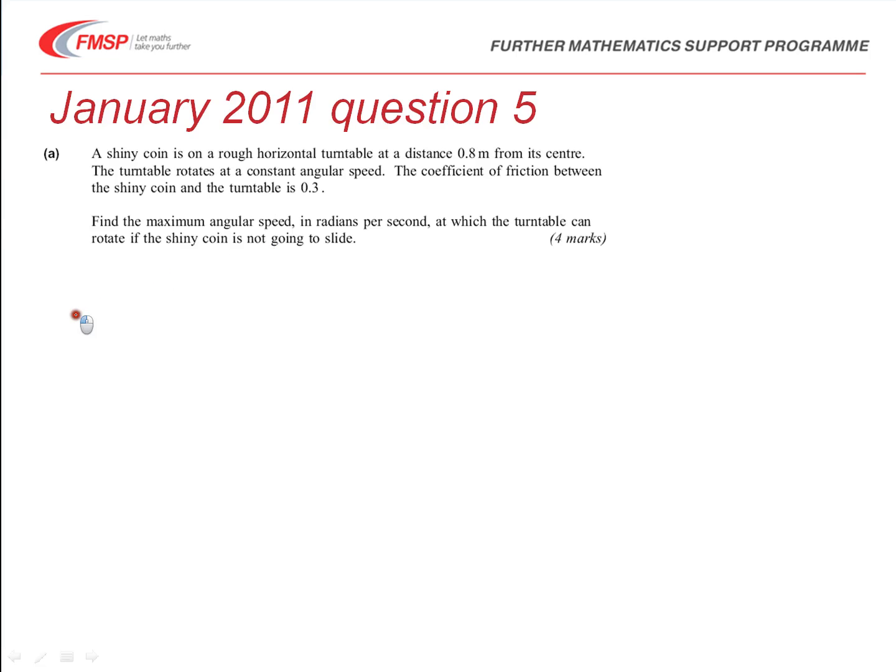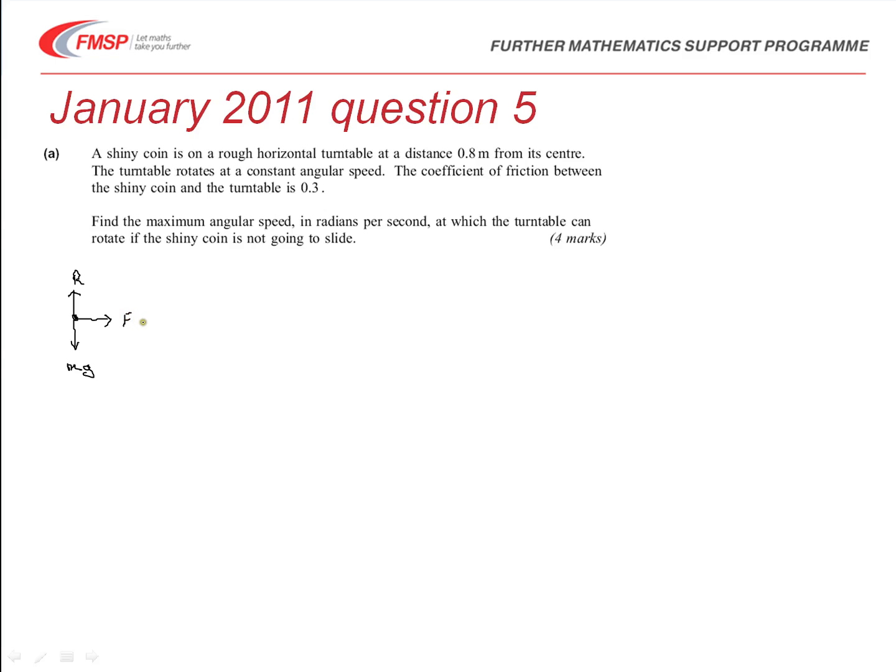So we know as it rotates round that the mass of the coin, and hence its weight, will be acting down, and then we have a normal reaction acting in the opposite direction. And then there must be a frictional force acting towards the centre of the circular motion, that is maintaining the circular motion.